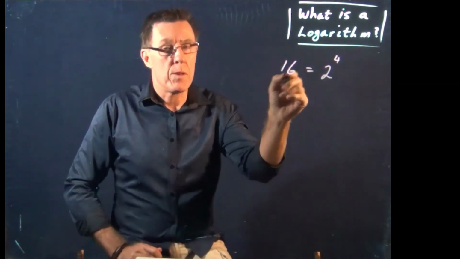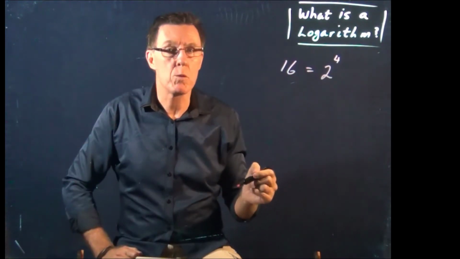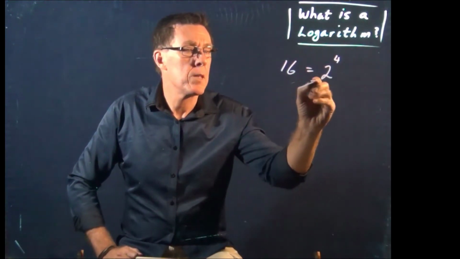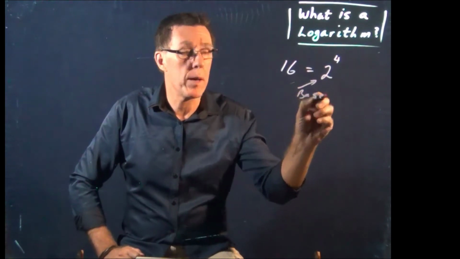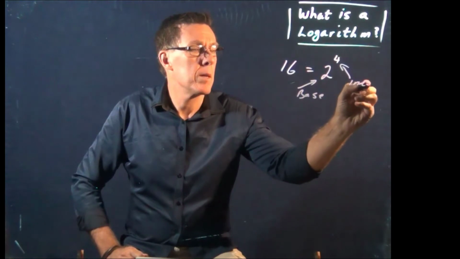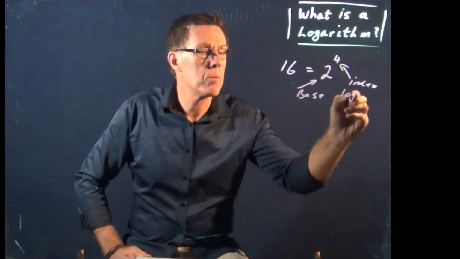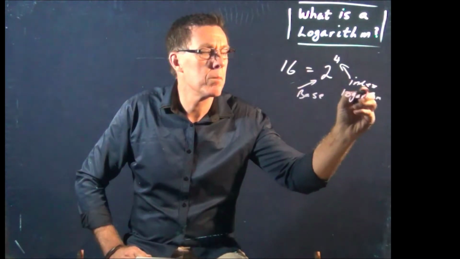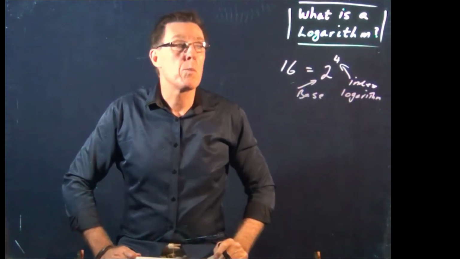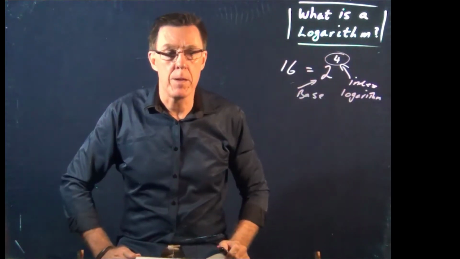So, this number over here is your basic value, the basic decimal number that you're used to dealing with. This here, the 2, is called the base. Now the 4 gets called the index. Another name for it is the logarithm. So when we talk about logarithms, we are talking about that number up there.